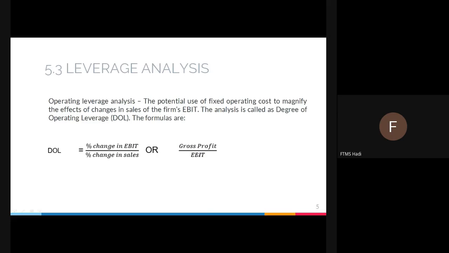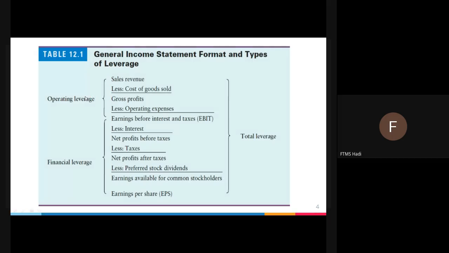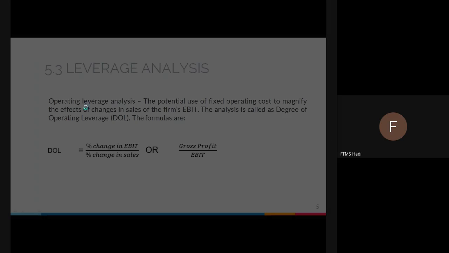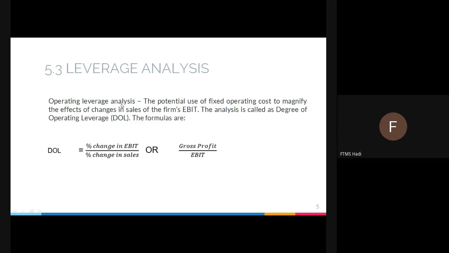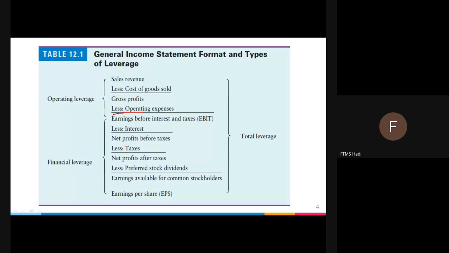Let's have a look at some of the formulas. For leverage analysis, we have three, remember: operating leverage, financial leverage, and total leverage. Operating leverage analysis is the potential use of fixed operating cost to magnify the effect of changes in sales on the firm's EBIT. That means the analysis of degree of operating leverage, which is DOL. There are two formulas and you can use either one: percentage change in EBIT divided by percentage change in sales, or gross profit divided by EBIT. EBIT means earnings before interest and tax.